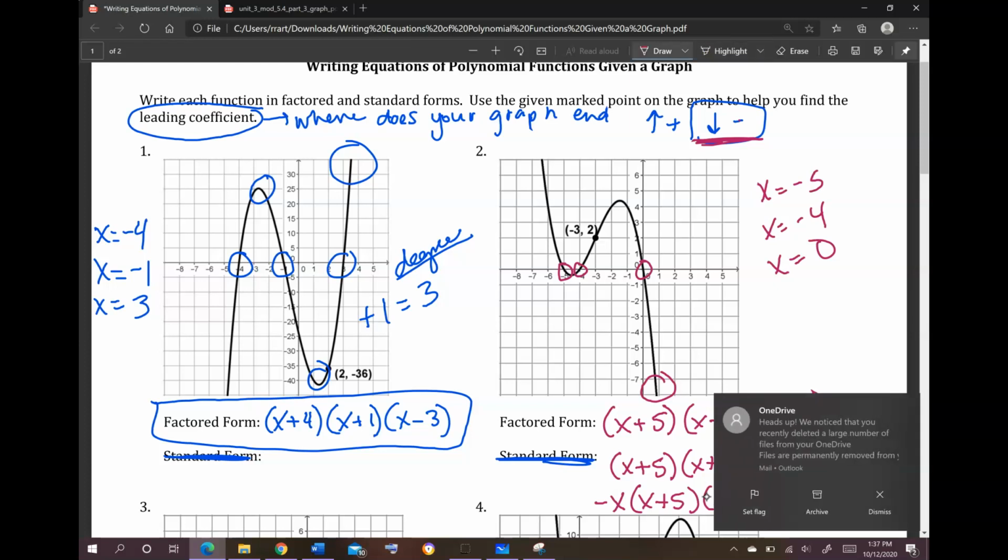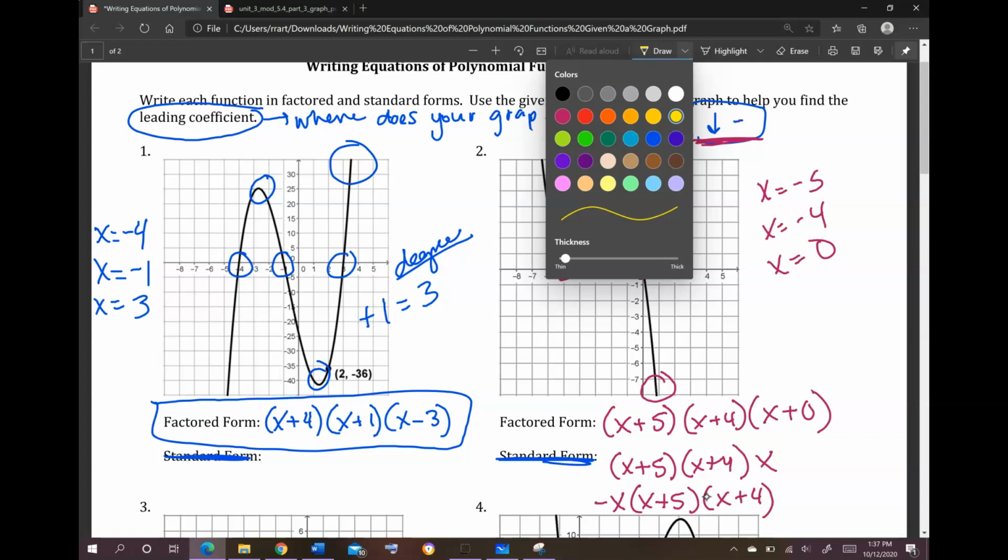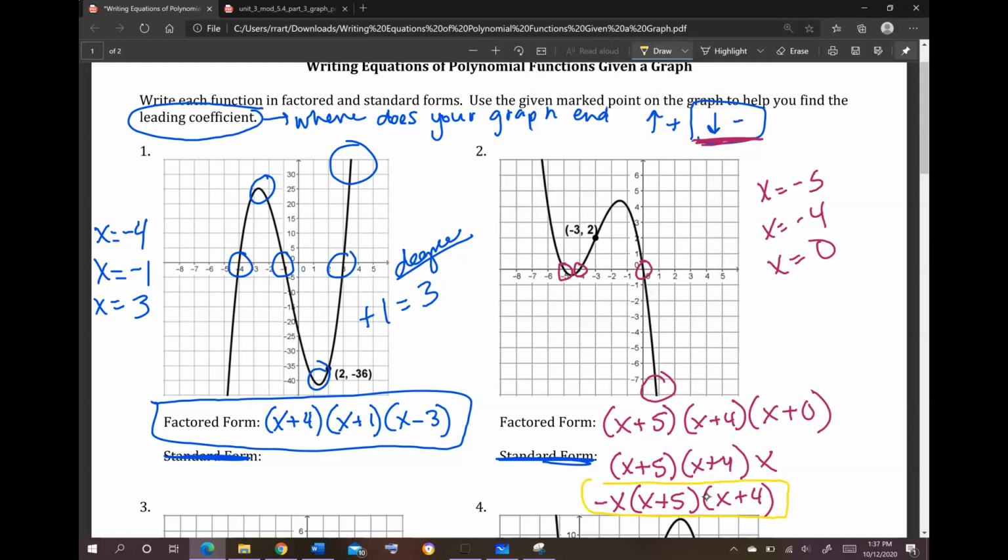Whoops. Why won't it let me highlight? Okay, it won't let me highlight. I think we've had this problem before in another one. Okay, so this is your answer.